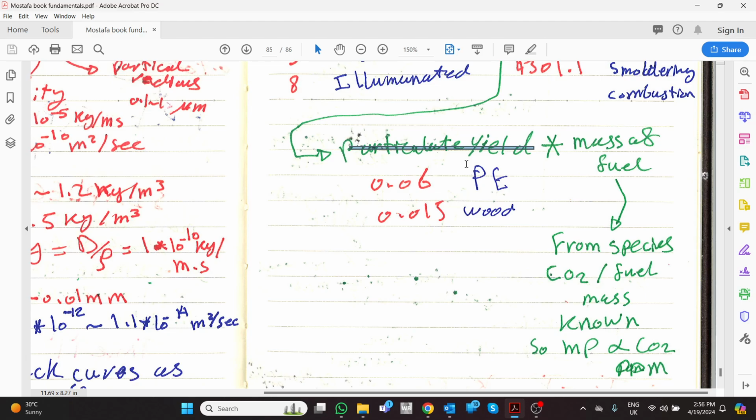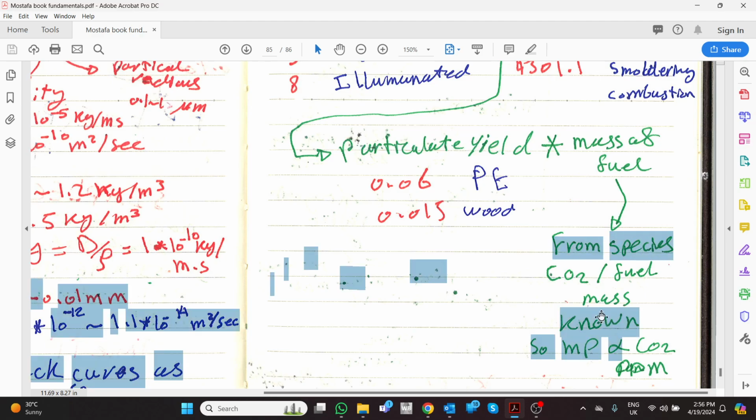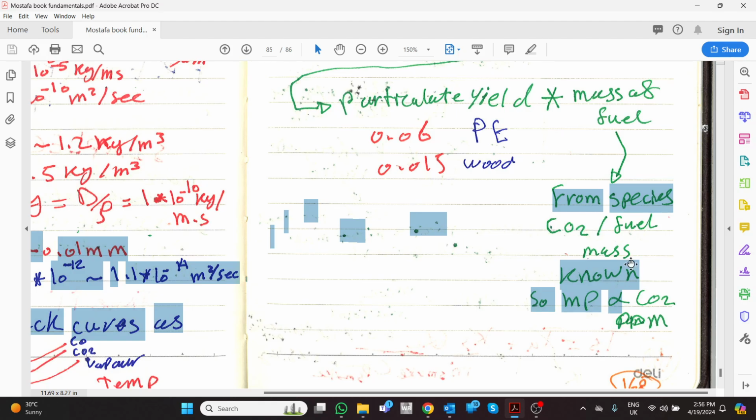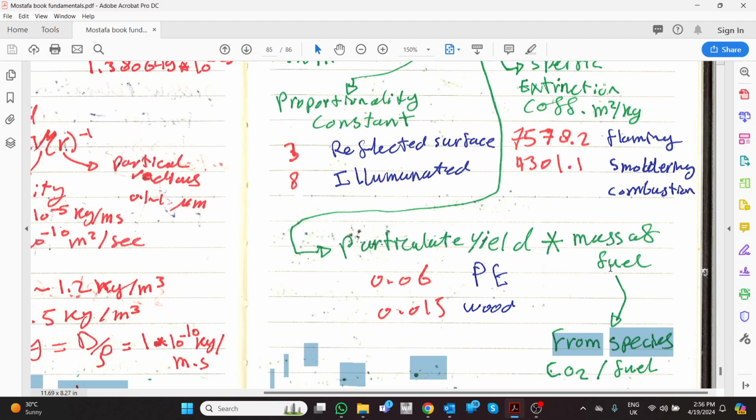For polystyrene, it is 0.06. And the mass of fuel flows from the species itself, and we're going to discuss the species interaction. This is the mass of fuel. Okay.